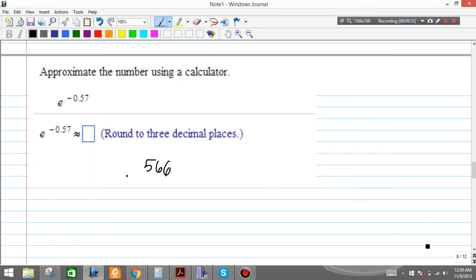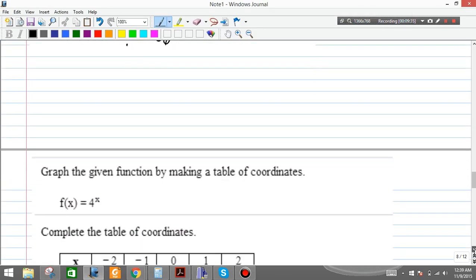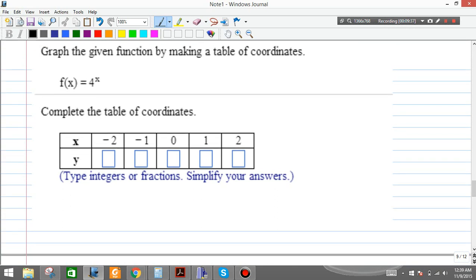And then this is number 9. So now we want to graph this function. We were alluding to this earlier. We want to plug these values in for x. For the y values, it is 4 to the negative 2, 4 to the negative 1, 4 to the 0, 4 to the first, and 4 to the second. We just need to simplify. We'll type as integers or fractions, and we'll just put these in our calculator.